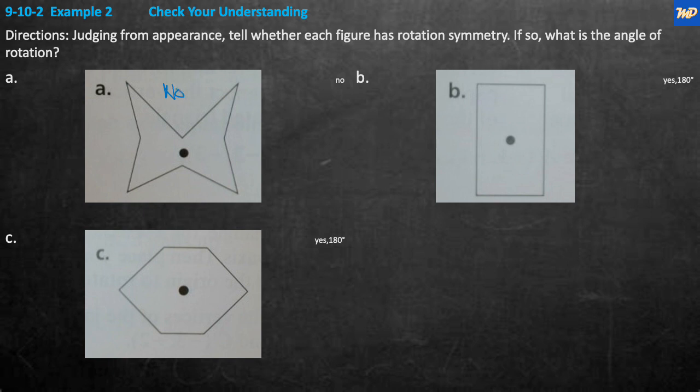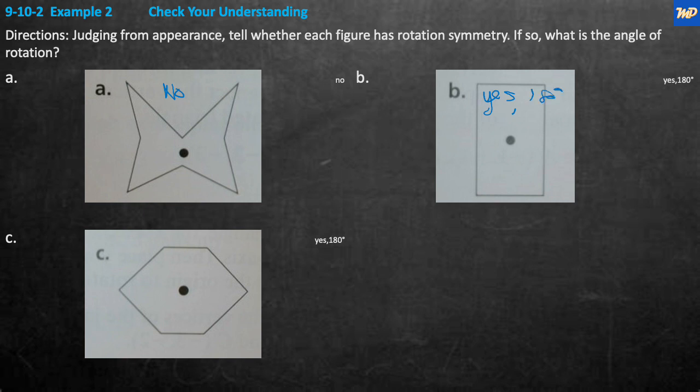How about B? Does this have angular rotational symmetry? Can you move it 90 degrees? No. But you could move it 180 degrees and you'd see the same box, wouldn't you? The dot would be in the middle, the box would be upside down, but it'd be the same box. So this is yes, and 180 degrees is the symmetry.